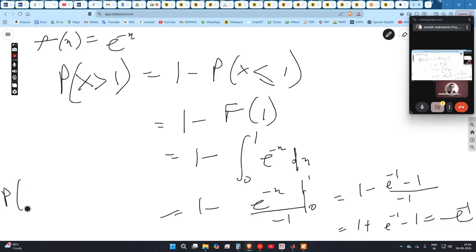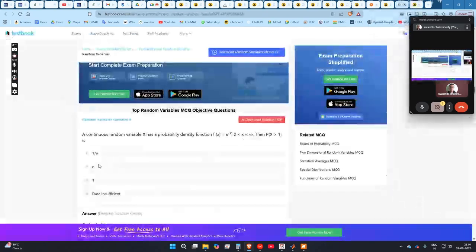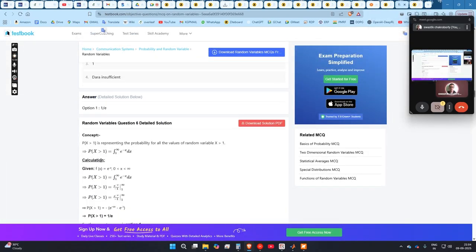P(X greater than 1) is e inverse. So that is the answer, e inverse. So it is 1 by e, or e inverse.